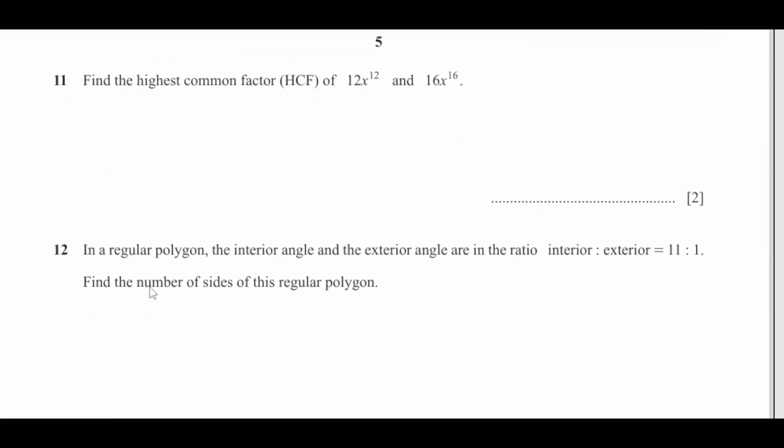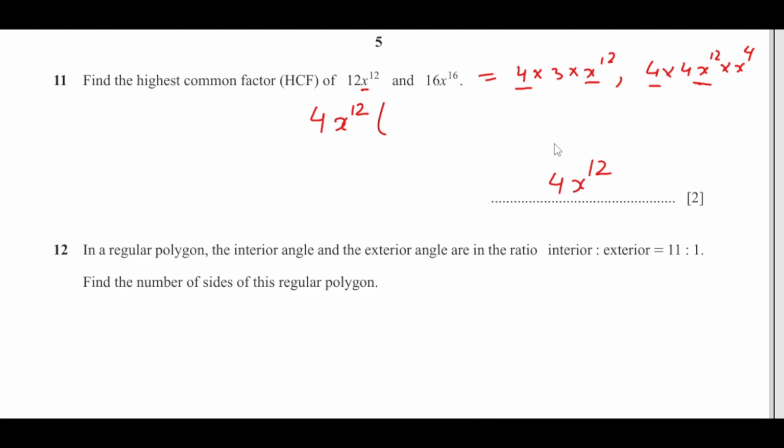Now number 11, find the highest common factor of 12x to the power 12 and 16x to the power 16. As you can see, 4 is common from here, right? And then x to the power 12 is also part of this. Let me show you the other way. Here you can write it as 4 times 3 times x to the power 12, right? And this can be written as 4 times 4 times x to the power 12 times x to the power 4, right? So what is common here? 4 and then x to the power 12. So 4x to the power 12 is the highest common factor here.